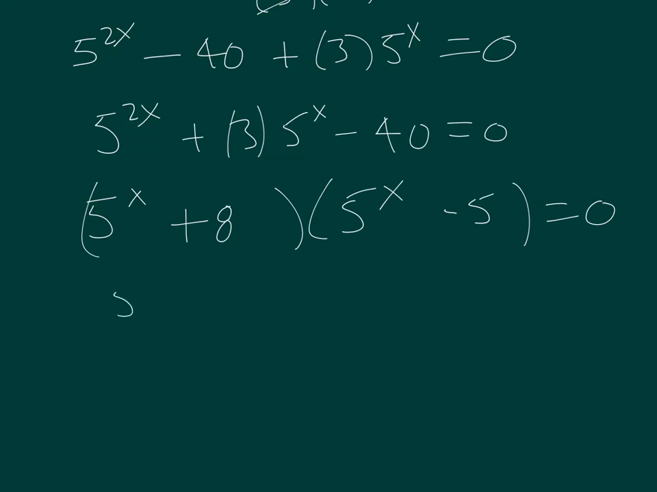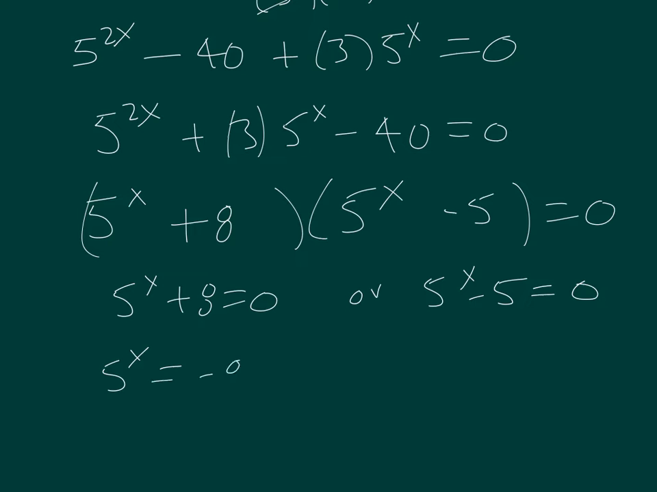Now we can set each one equal to 0. 5 to the x plus 8 is 0, or 5 to the x minus 5 is 0. This would give us 5 to the x equals negative 8. But that is impossible because we can't take a positive number, raise it to a power, and wind up with a negative number. So we don't get a solution there. The other is 5 to the x equals 5. And in that case, x would be equal to 1.